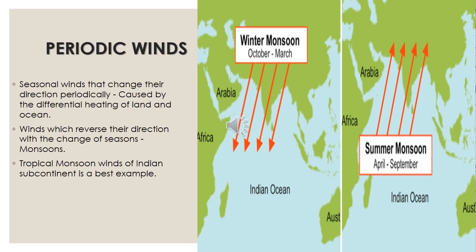So these are called the monsoon winds. They are the periodic winds. As I mentioned, they blow in a particular month only. That's why they are called periodic winds.